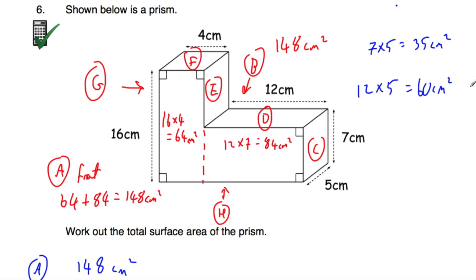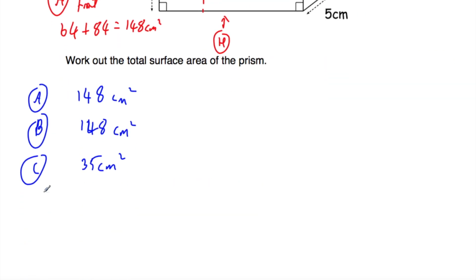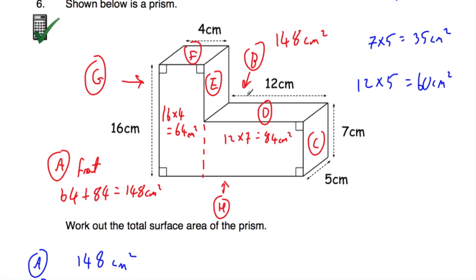So the area of D is 60 centimeters squared. So D, 60 centimeters squared. E, let's have a look at E now. So if we go up, E is another rectangle.